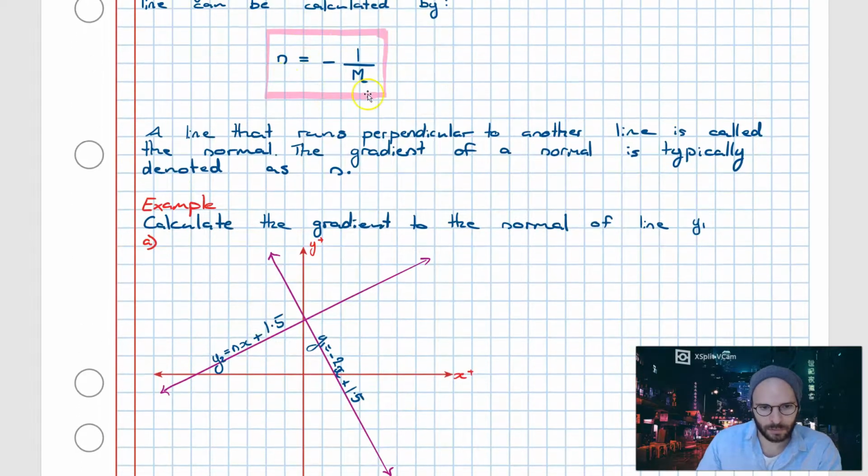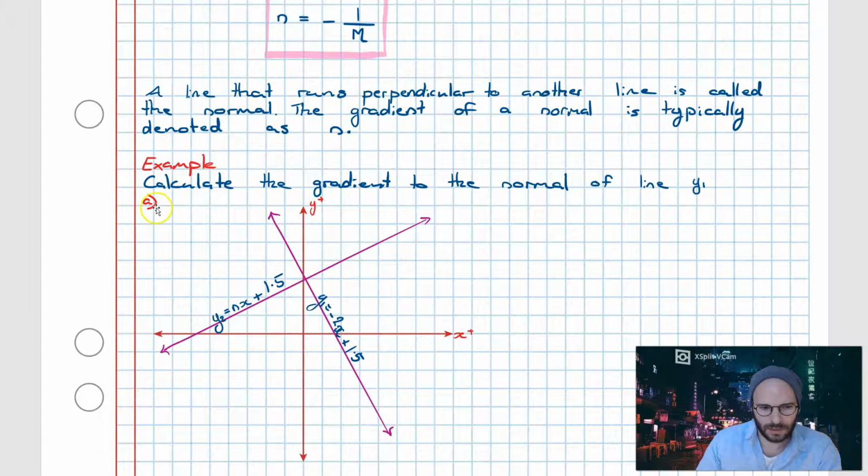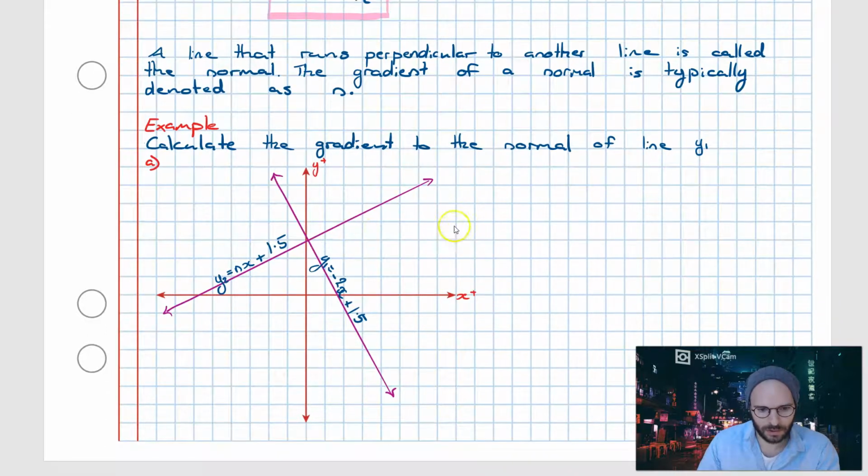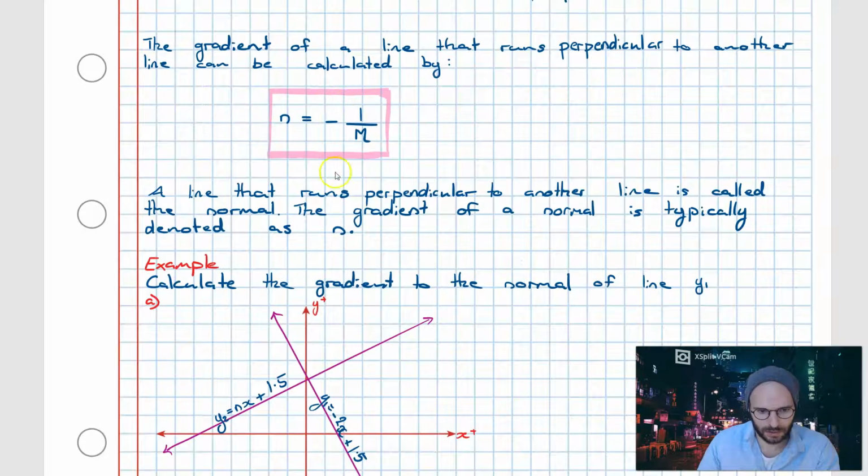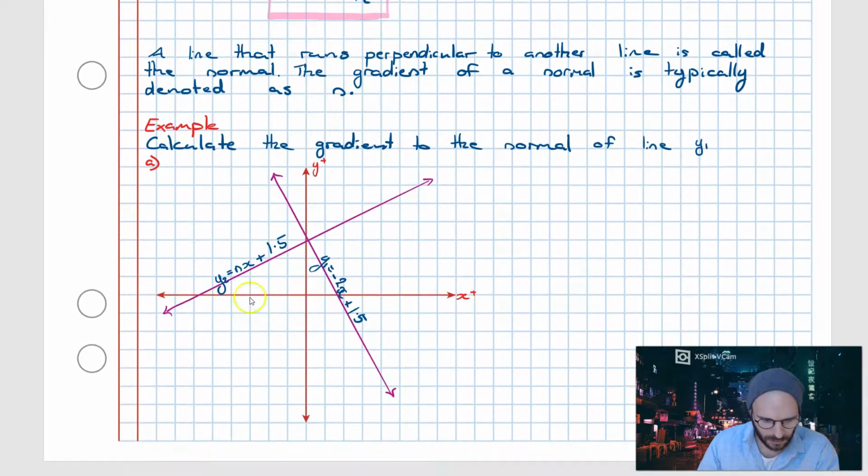Now, applying this formula, we've got an example down here, and it says, calculate the gradient to the normal of a line y1. So we've got line y1 down here, and it's y1 equals -2x plus 1.5. What we want to do is calculate the gradient inside this equation here, y2. The way in which we're going to do this is we're going to use this formula here. Calculate the value of n as seen here.